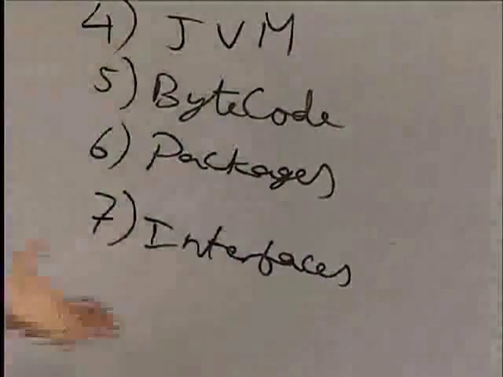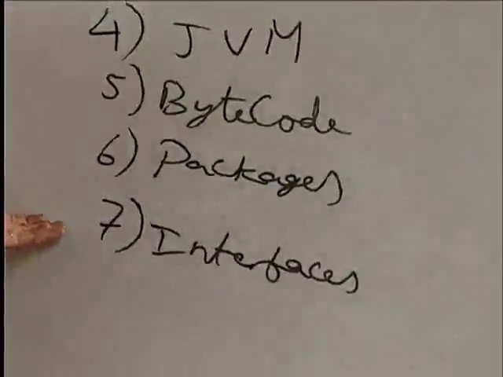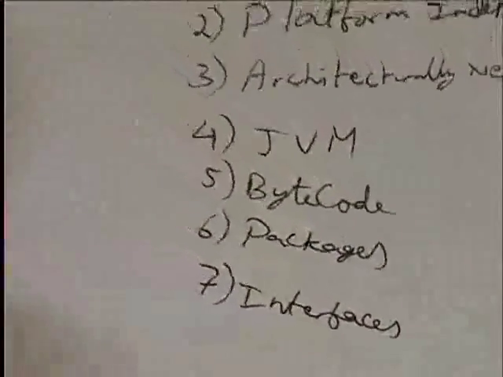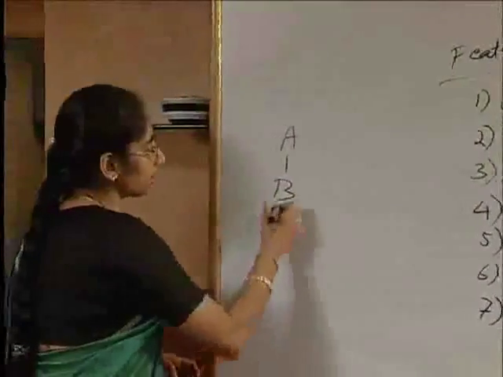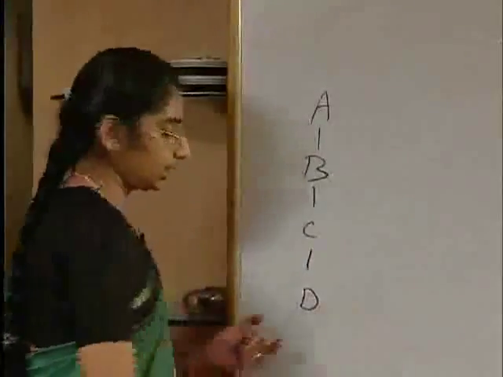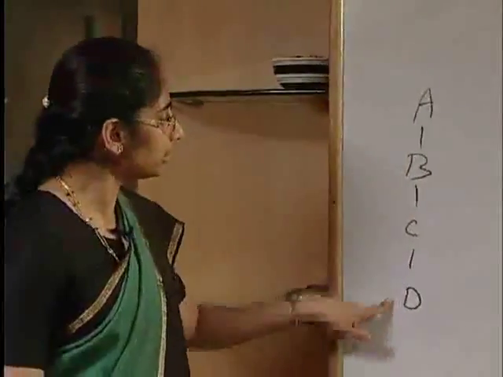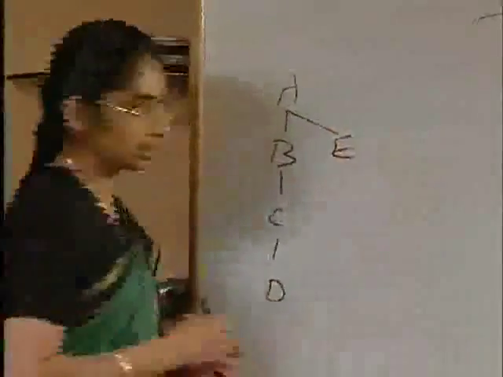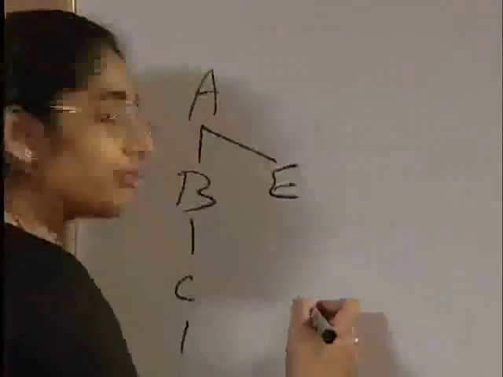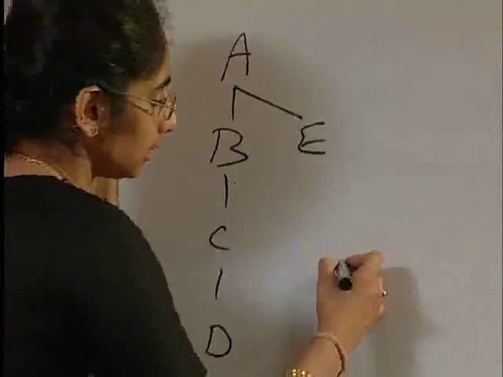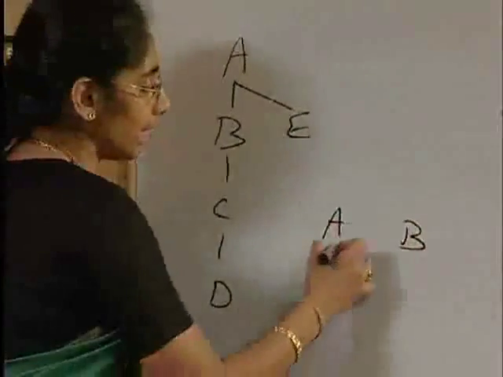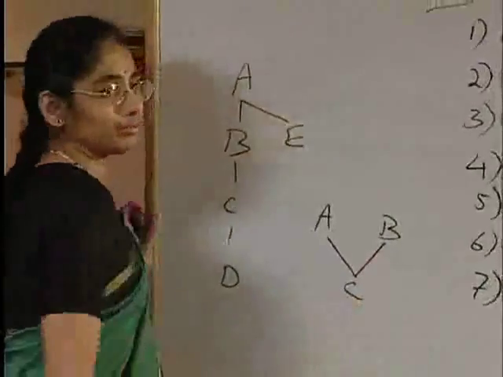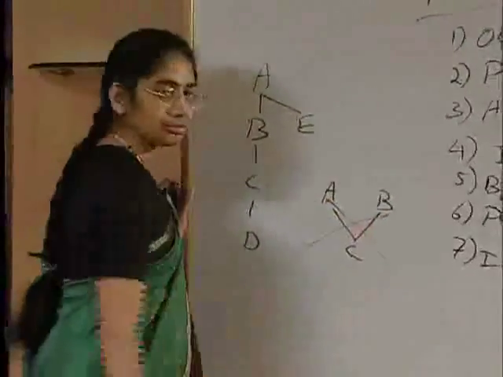Now we need to remember here that in Java, we have single multi-level inheritance. In other words, you can have class A. From class A you can derive class B, class C, class D, likewise. So it's multi-level single inheritance. Of course you can have a class inheriting from a class like this, but we cannot have multiple inheritance. For example, I cannot have A and B both being parent to C. This is not allowed in Java.